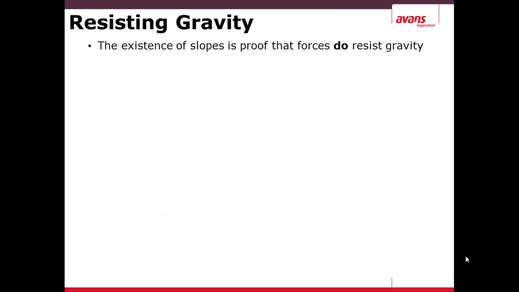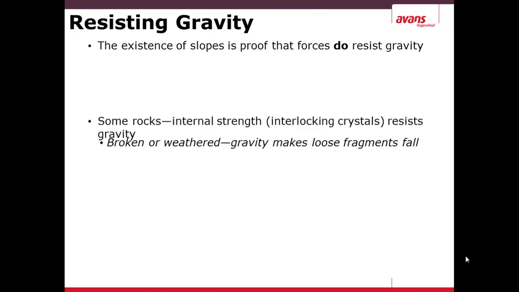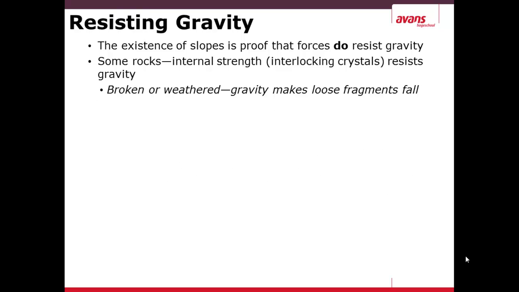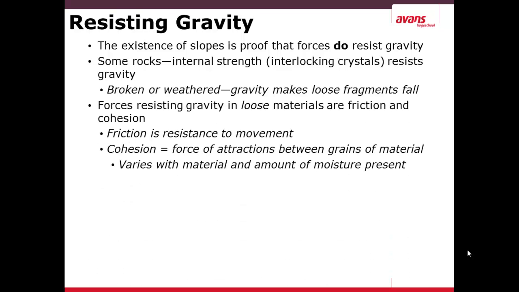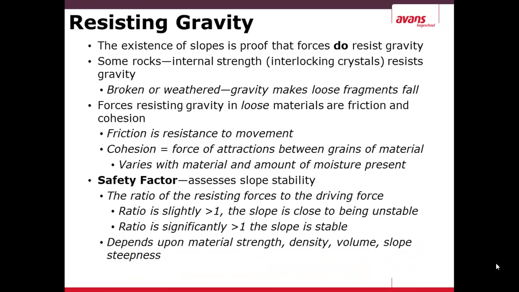Resisting gravity: the existence of slopes is the proof that forces do resist gravity. Some rocks have an internal strength that resists gravity. If it's either broken or weathered, then gravity makes the loose fragments fall. Forces resisting gravity in loose materials are friction and cohesion. Friction in these loose materials is the resistance to movement, and cohesion is the force of attraction between certain grains of material. This can vary with the material and also the amount of moisture that is present.